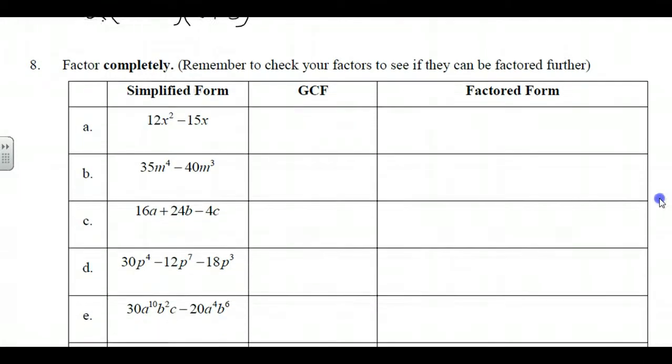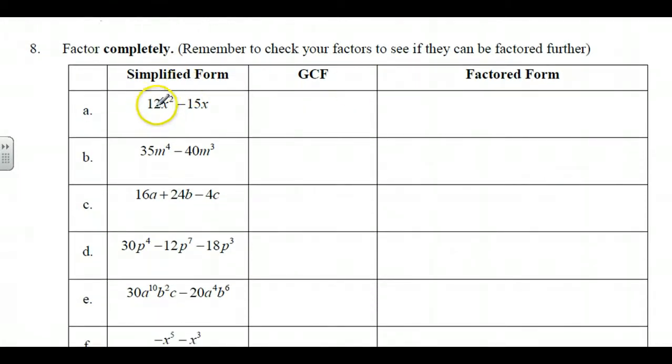Factor completely. Remember to check your factors to see if they can be factored further. Okay, 12 and 15, the biggest number that goes into both of those is 3, and they do share x. How do I get a 12? How do I get an x squared? Okay, that's the factored form. And the GCF is really 3x. So first, the greatest common factor is 3x. Write that down, and then the factored form. However many terms there are in the simplified form, that is how many terms you will have in the parentheses here.